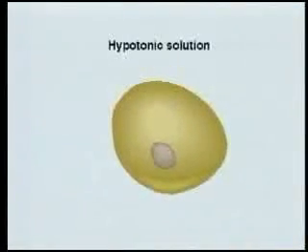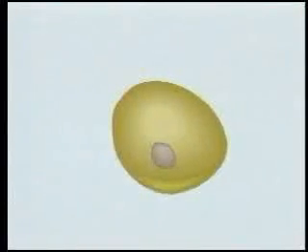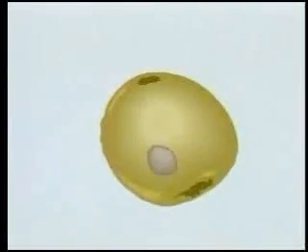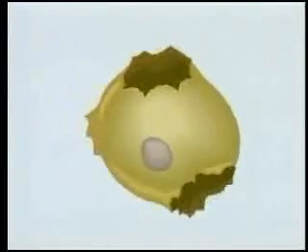Now think about a cell placed in a hypotonic solution. The concentration of solutes in a hypotonic solution is lower than the concentration of solutes in the cell. Again, the flow of water acts to even out the solute concentration on either side of the cell membrane. Water diffuses into the cell, causing it to swell. More and more water flows in until eventually the cell bursts.